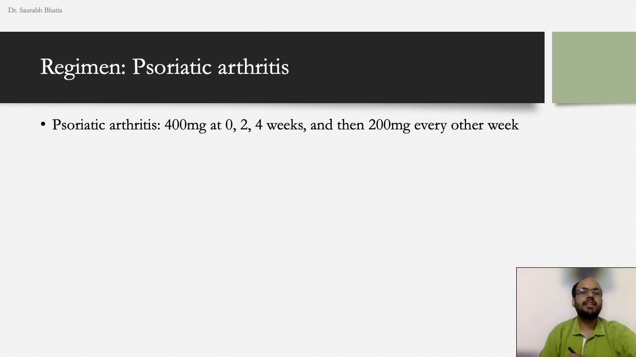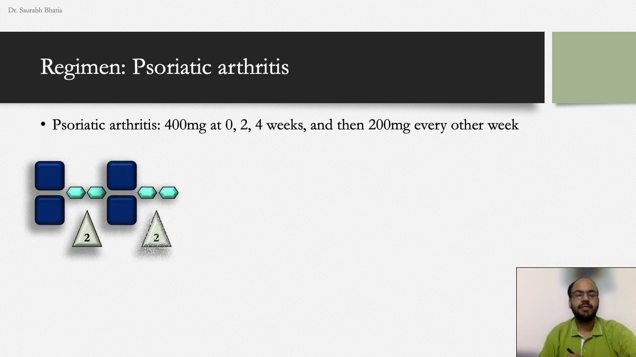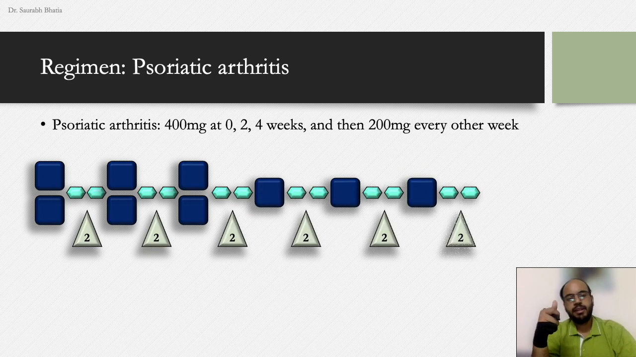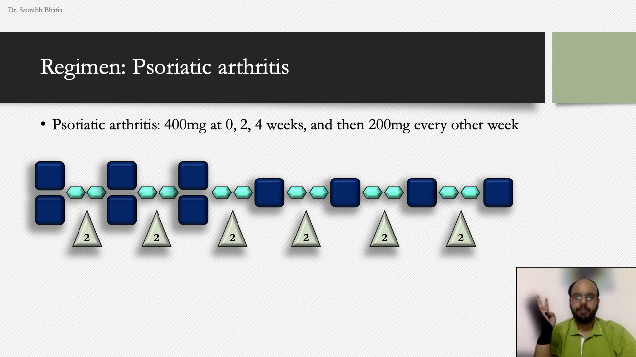Now for psoriatic arthritis, it is the same regimen which I have told you in the previous slide. You start with a loading dose of 400 milligram every 2 weeks, 3 doses, then every 2 weeks 200 milligram. Okay, and keep on giving it till the arthritis is under control. It's the same regimen.